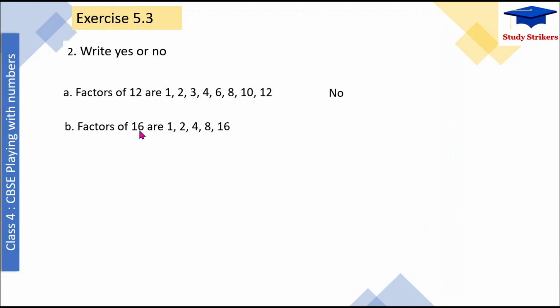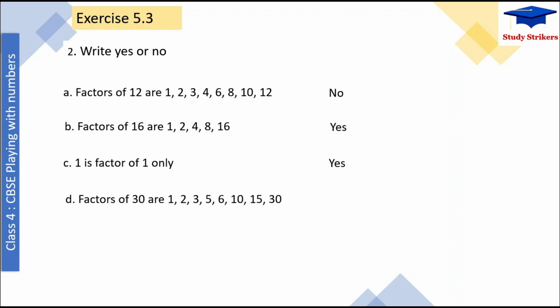Now factors of 16 are 1, 2, 4, 8 and 16, which is yes. 1 is a factor of 1 only. Yeah, we have seen this as a property. So this is also correct. So yes. Factors of 30 are 1, 2, 3, 5, 6, 10, 15, 30. What do you say? Absolutely right. So we will write yes over here. Every number except 1 has at least 2 factors. It's also one of the most important properties, which is yes.